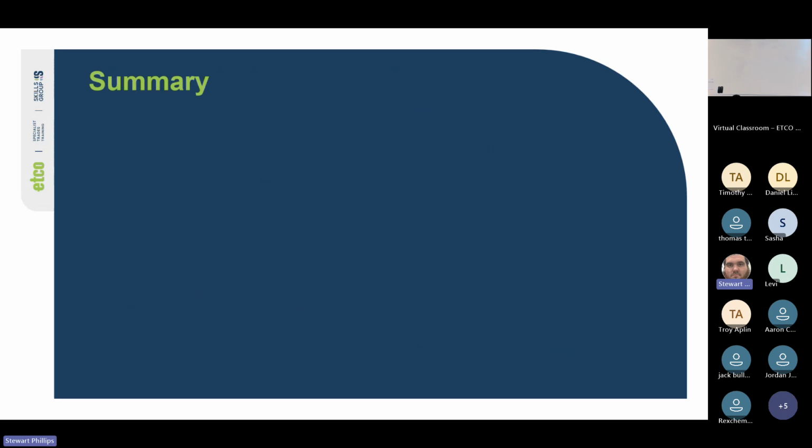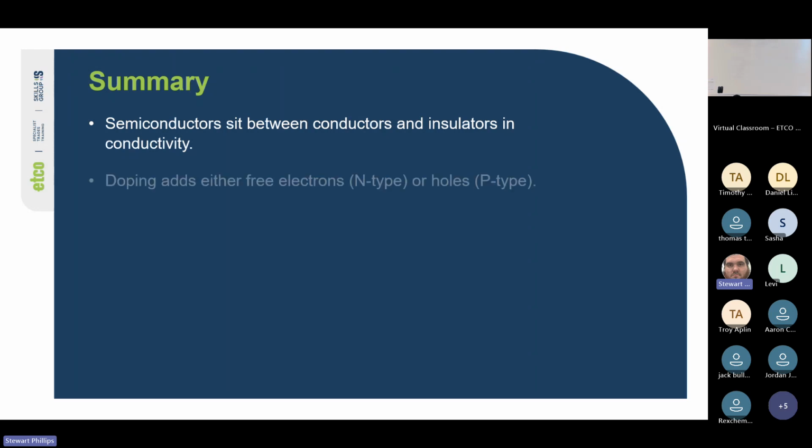Cool. So a bit of a summary. Semiconductors sit between conductors and insulators when it comes to conductivity. Depending on how we dope the material, they will either become conductive or non-conductive. The process of doping either adds free electrons for the N-type, or holes, so empty spaces for electrons to fill in, for the P-type.